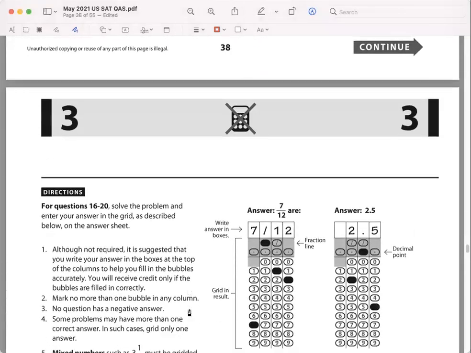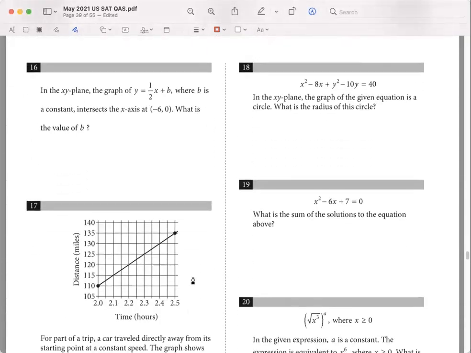Okay, let's go to the gridding questions. In the xy plane, the graph of y equals half x plus b, where b is a constant, intersects the x-axis at (-6, 0). What is the value of b? So 0 is -6 by 2 plus b, which is -3 plus b. So b is 3. The value of b is 3. Okay, let's write that down.